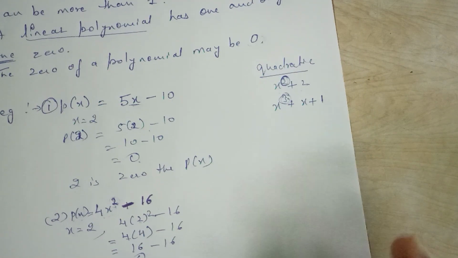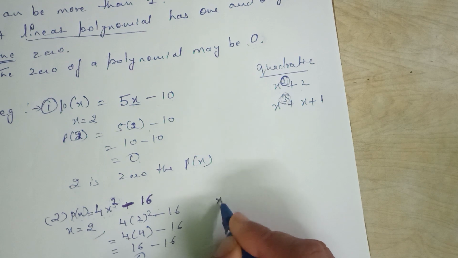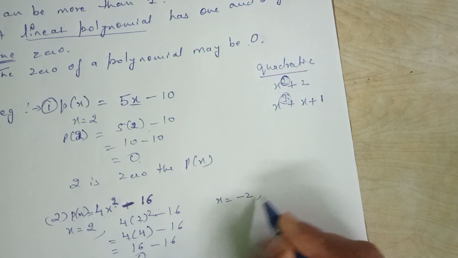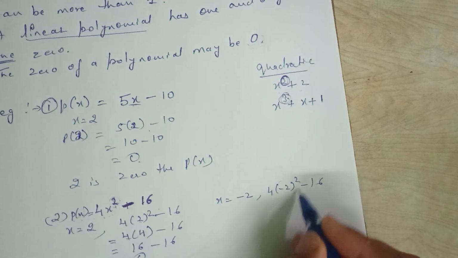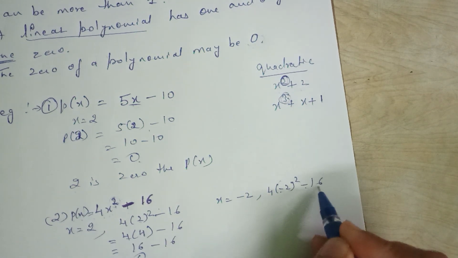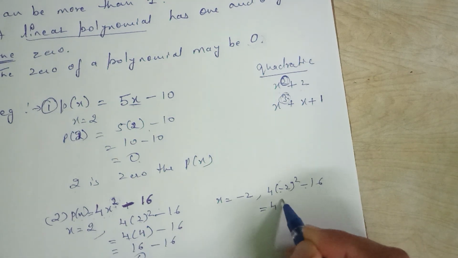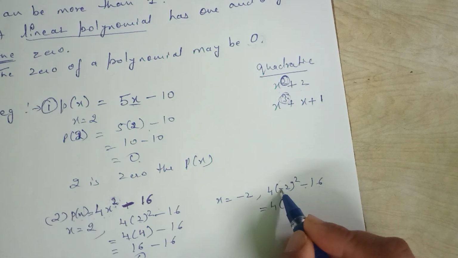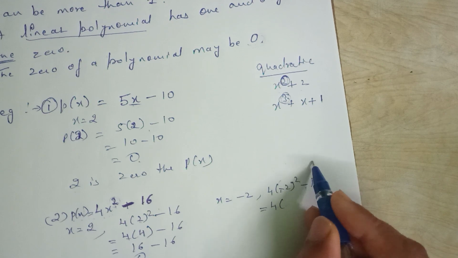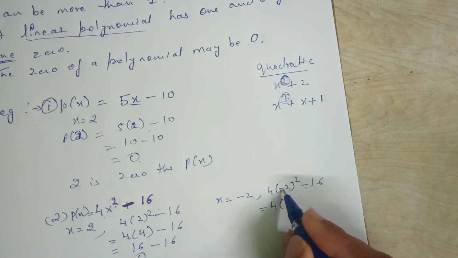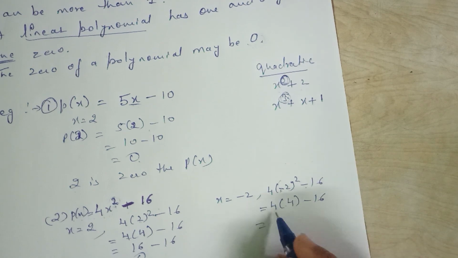Now let us find another zero. If I take x equal to minus 2, see what will happen. 4 into (minus 2) whole square minus 16. We are going to calculate. We know that whenever we square any negative number, the sign changes into positive, because negative into negative will give positive. So it will change into positive. 2 into 2 will give 4, 4 fours are 16, minus 16. Both are opposite, so it changes into 0.